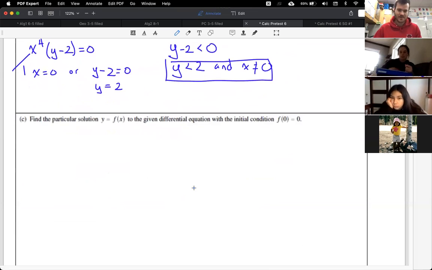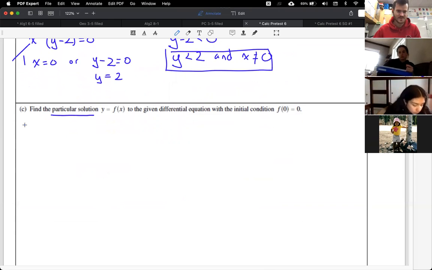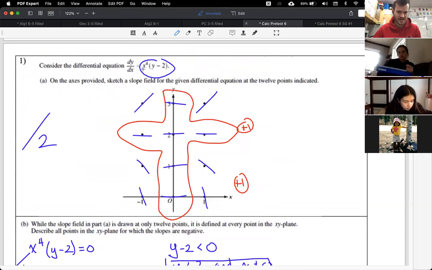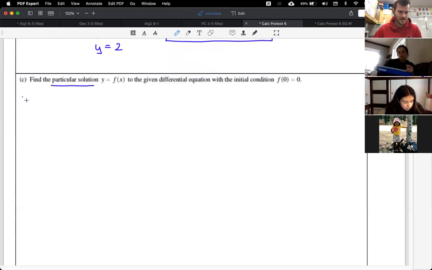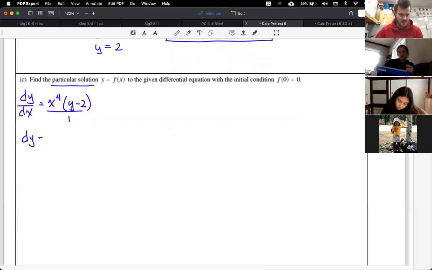Part C, find the particular solution. Whenever you see the words "find particular solution," that's going to be your 4 steps. Step number 1 is to separate. So x to the power 4 dy/dx is equal to x to the power 4 times y minus 2. First make it a fraction, so over 1. Cross multiply, I get dy is equal to y minus 2.